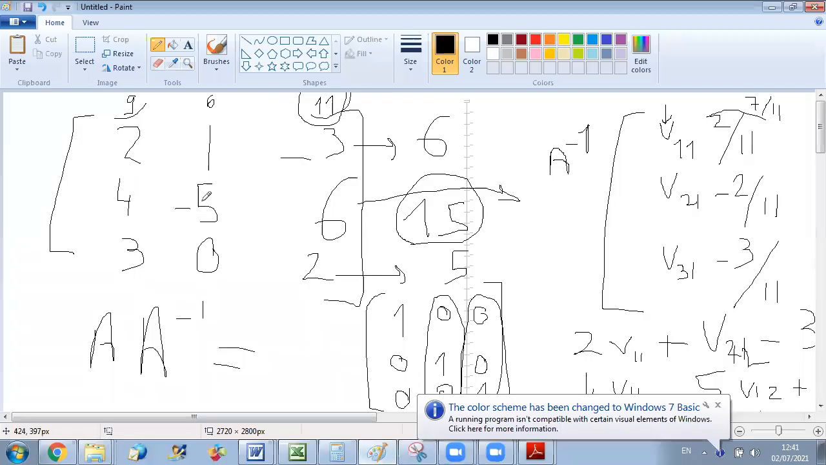You are not sharing the screen. Oh, sorry, one second. Do you see it?